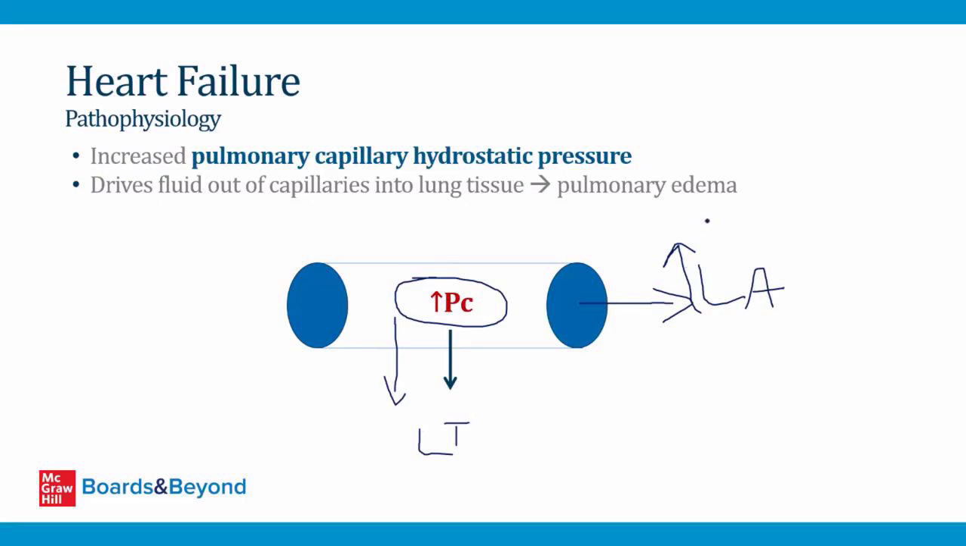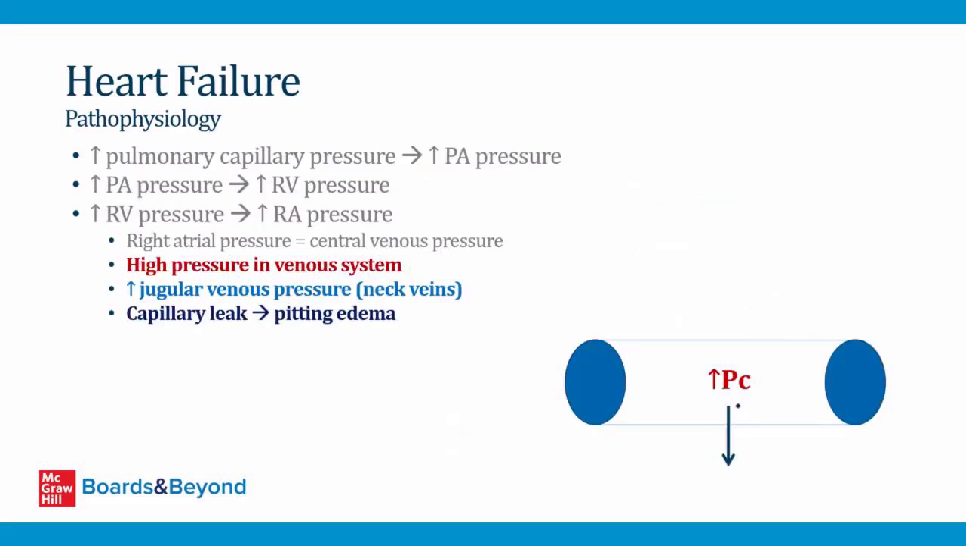And so when you have heart failure on the left side and high left atrial pressure, you get high pulmonary capillary hydrostatic pressure, and this drives fluid out of capillaries into the lung tissues. And that's what causes pulmonary edema and dyspnea, which are two of the classic signs and symptoms in patients with heart failure. So now we understand that the pulmonary capillary hydrostatic pressure can rise in heart failure. Well, what about the vascular structures that come before the pulmonary capillaries?